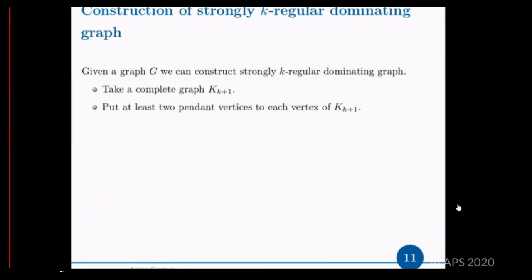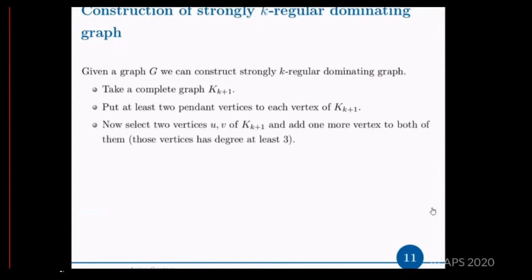Now put at least 2 pendant vertices to each vertex of the complete graph with k plus 1 vertices. Now we will select 2 vertices u and v of the complete graph and add one more vertex to both of them. That is, those vertices u and v are going to have degree at least 3, because 2 pendant vertices are already added. Now we are adding one more to each of them.